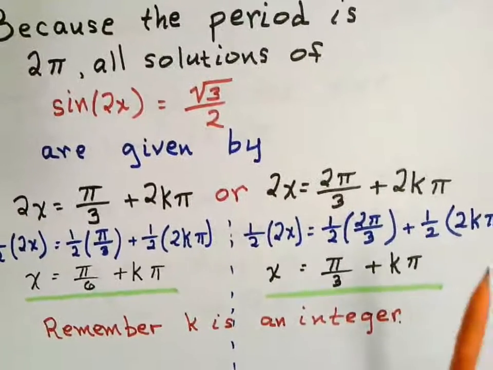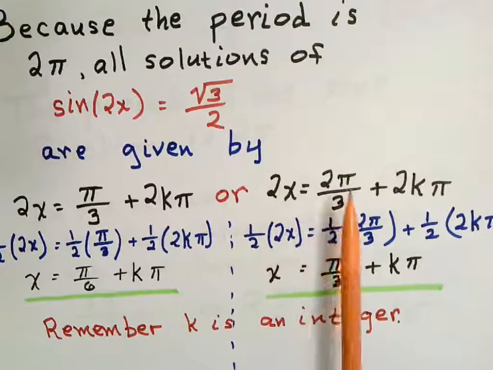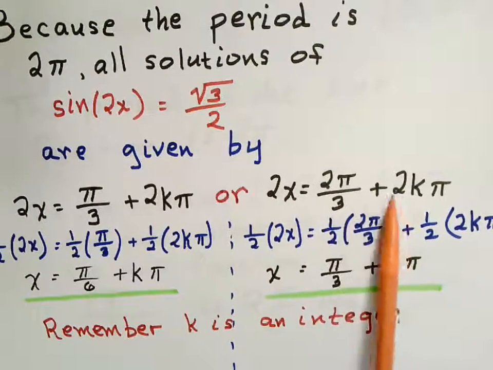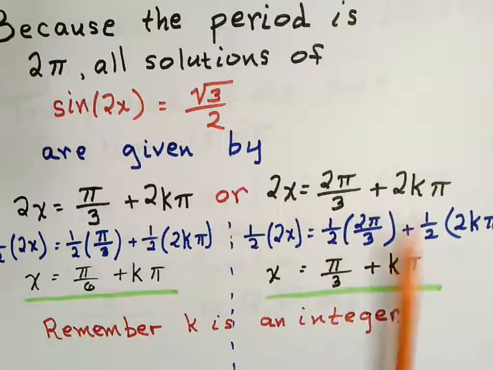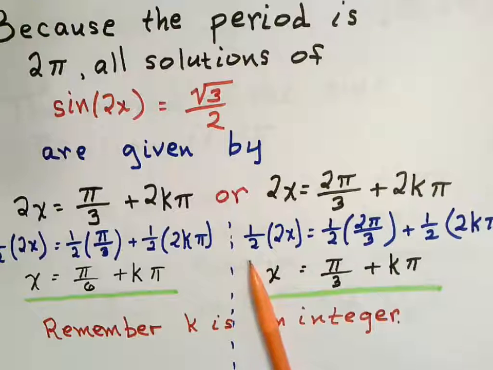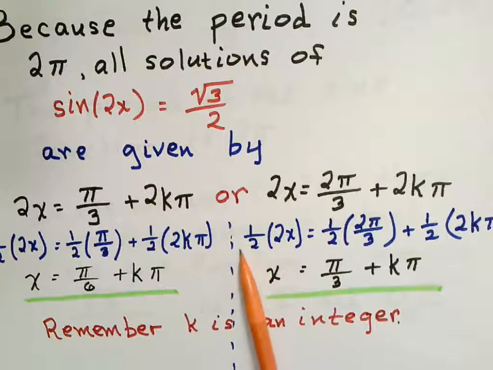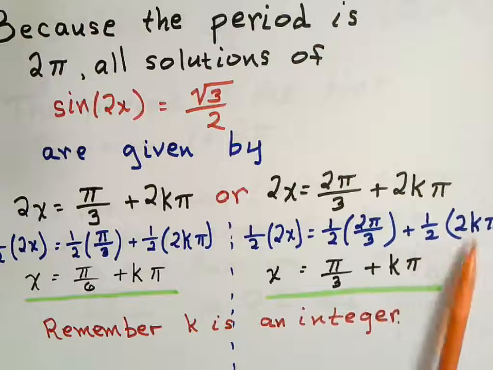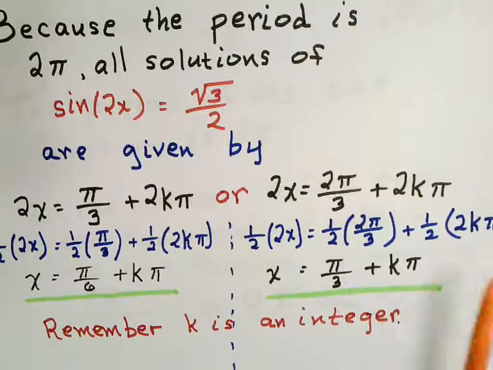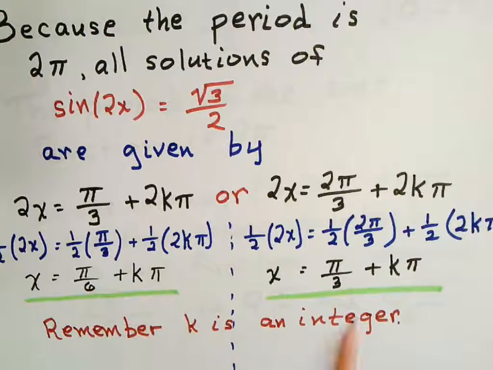Now the second equation, remember it's 2x is equal to 2/3 pi plus 2k pi. We're going to divide all three terms by 2. It's the same thing as multiplying by its reciprocal, 1/2. 1/2 times 2x gives us x. 1/2 times 2 pi over 3, the 2's cancel out, so we get pi over 3. A half of 2 is 1, and 1 times k pi is k pi. And we're going to substitute for k into these two equations.